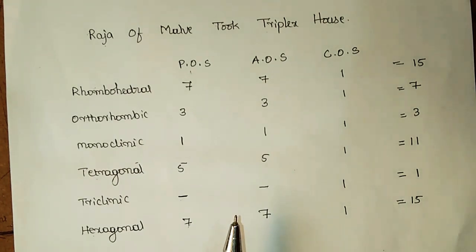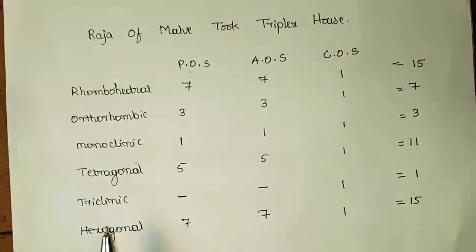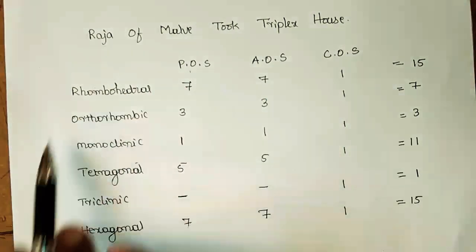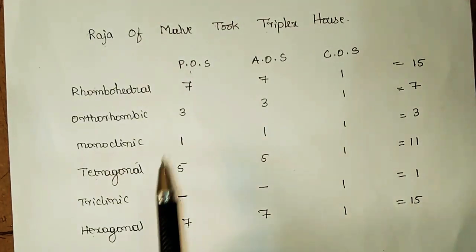So in this video we learned about the meaning of each and every element of symmetry, that is center, plane and axis of symmetries, and we have given one mnemonic in order to remember the number of axes and planes of symmetries present in a particular crystal system.